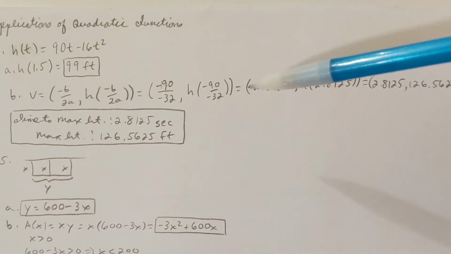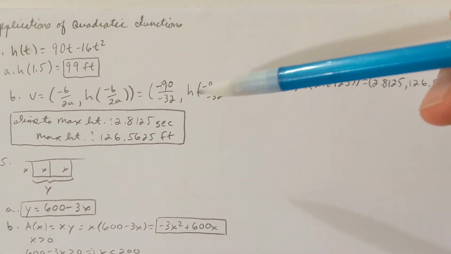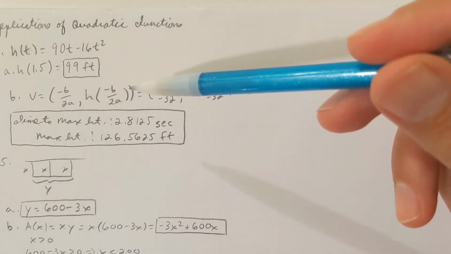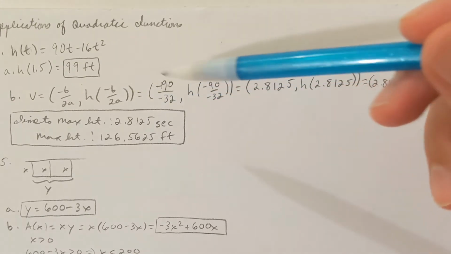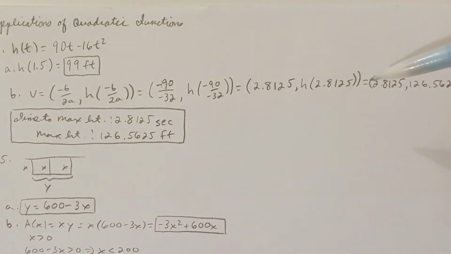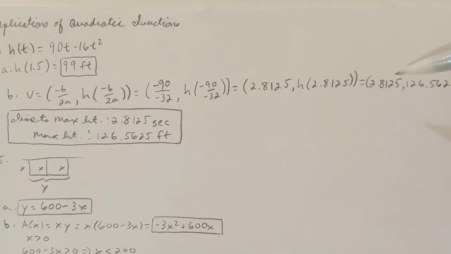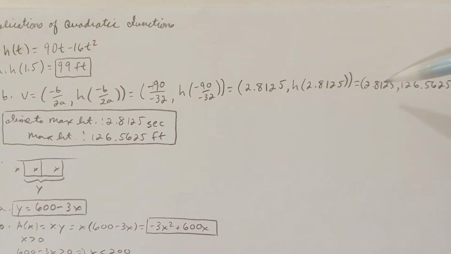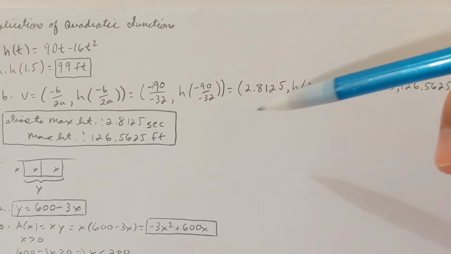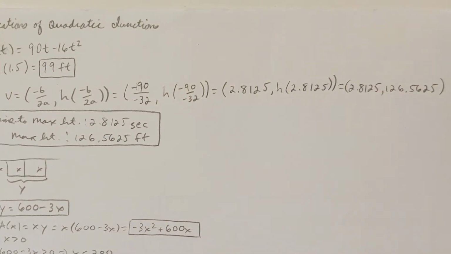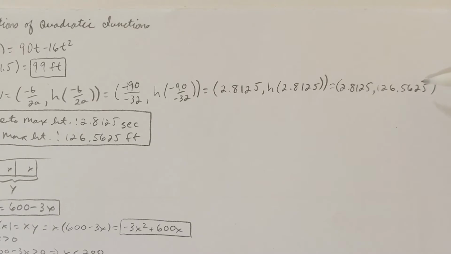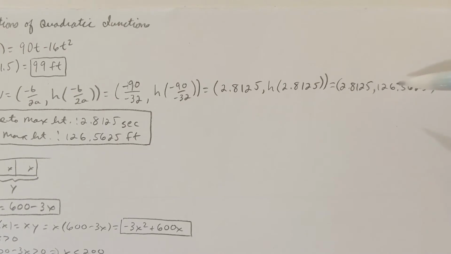So I guess the time to the max height is in terms of t. The t value is 2.8125 seconds, and the max height of the rock is 126.5625 feet. Okay, and those are both exact.